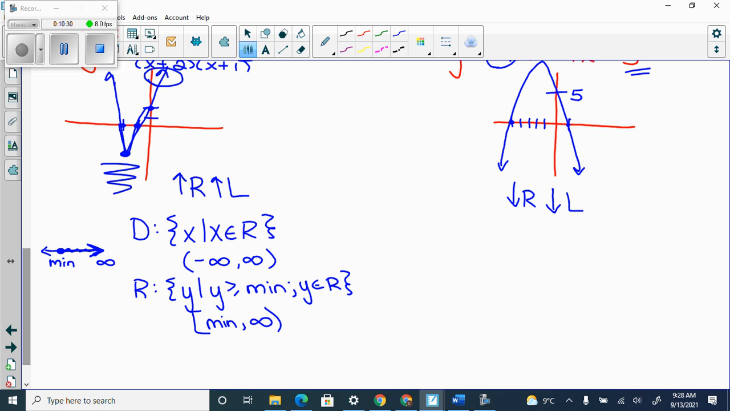Now when it's concave down, your domain is still x in the reals, but your range now has a maximum. So your entire graph is less than it. So we're going to have y such that y is less than, and it's still equal to it because there's a value there, right? Less than or equal to your maximum, y in the reals.